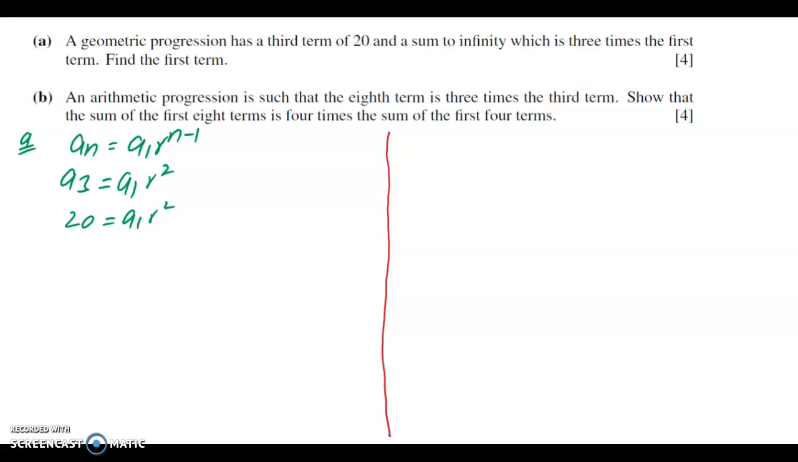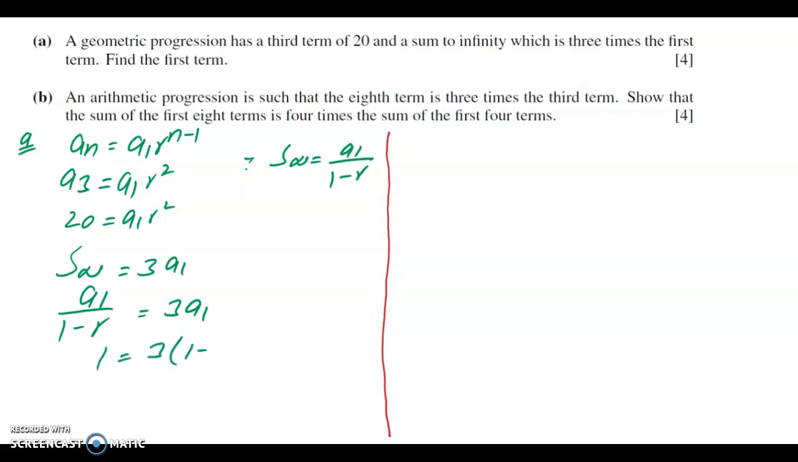Similarly, the sum to infinity, S infinity, is 3 times the first term. As we know the formula, the sum to infinity is equal to a1 over 1 minus r. So a1 over 1 minus r is equal to 3a1. The a1 cancels out on both sides, so 1 will be equal to 3 times 1 minus r. So 1 is equal to 3 minus 3r, which means 3r is equal to 3 minus 1.